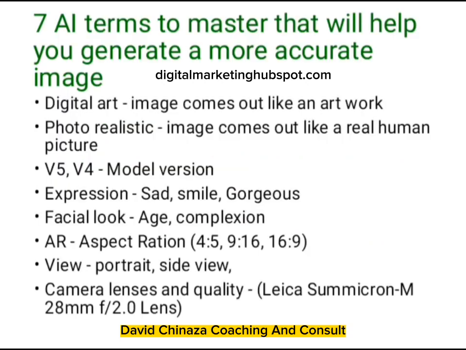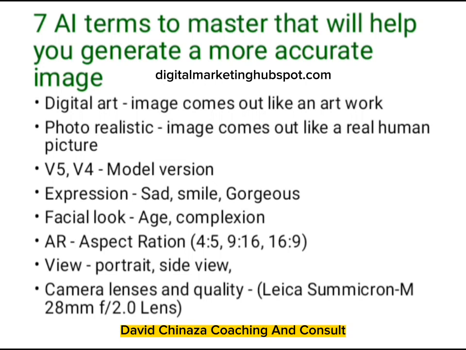Okay, so we have digital art. When you use the word digital art in your prompt, images come out as artwork. Once you use digital art, the image comes out as an artwork. Okay, we have realistic photo. The image comes out like a real human picture.